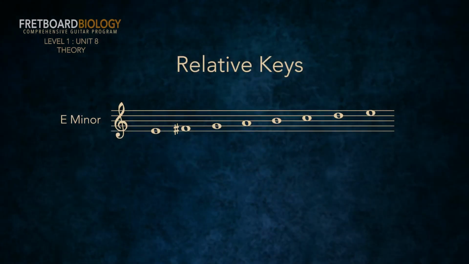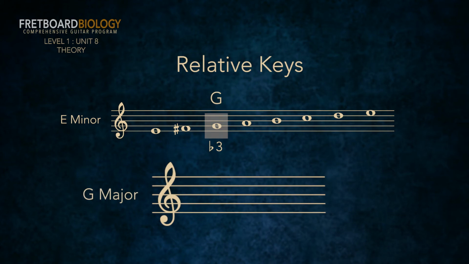So let's do a couple. So let's look at E minor. E minor's third scale degree, the flat third scale degree, is G. So E minor's relative major is G major, and G major's key signature is 1 sharp, F sharp. And therefore, E minor's key signature is 1 sharp, F sharp.